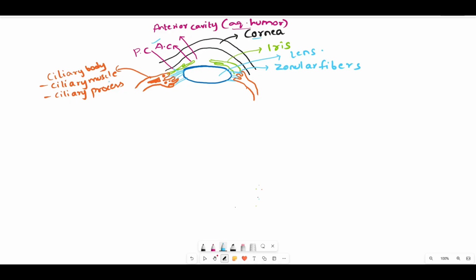So what is the ciliary muscle? The ciliary muscle alters the lens shape for accommodation. Whereas the ciliary process secretes the aqueous humor and anchors the zonular fibers. Zonular fibers are a kind of suspensory ligaments that are useful for holding the lens in position. So for the lens to be held in position, these zonular fibers are needed. Now we are done with these structures. Now let's go into the next part of the diagram.